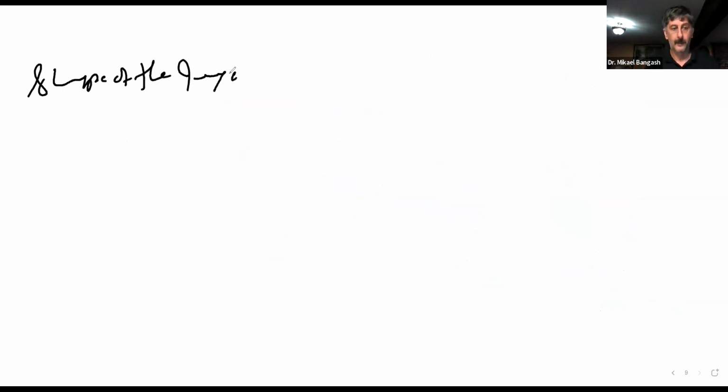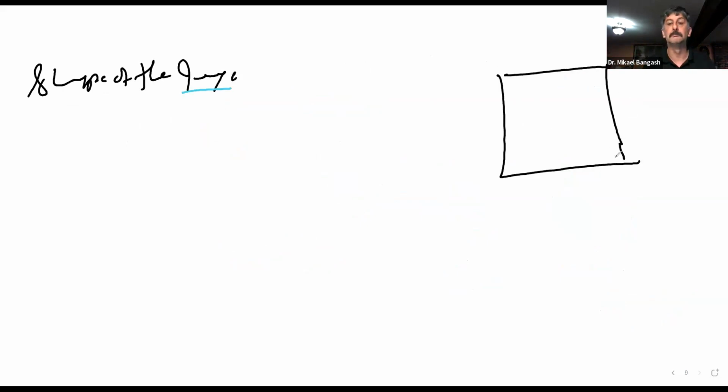Okay, ladies. The next point here is going to be the shape of the image. And what is that? What's the image going to be? That's pretty much what you ladies or anybody will see on the screen of your scanning. So what is going to be the shape of the scan?